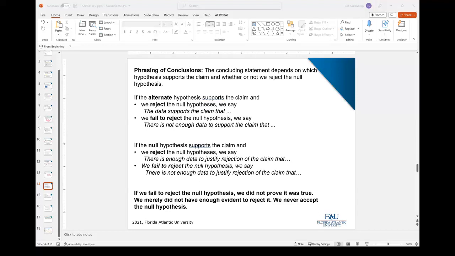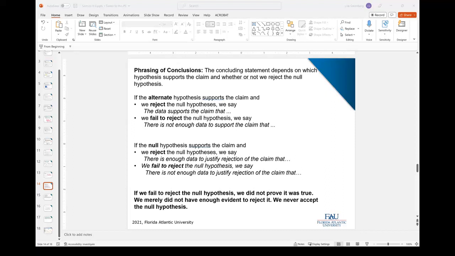If we fail to reject the null hypothesis, we have to say there is not enough data to support the claim. Okay, so that's basically if the claim is in the alternative hypothesis, sorry. If the null hypothesis supports the claim and we reject the null hypothesis, we say there is enough data to justify rejection of the claim. If we fail to reject the null hypothesis, we say there is not enough data to justify rejection of the claim.